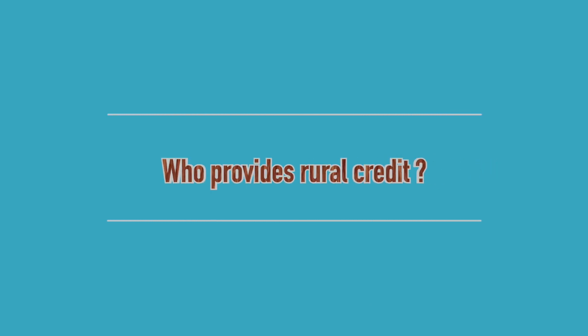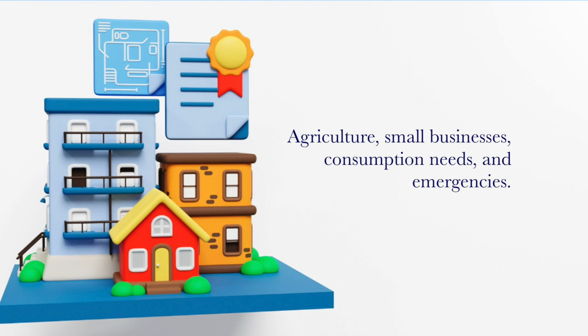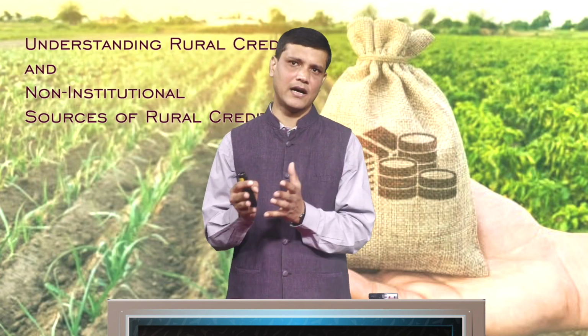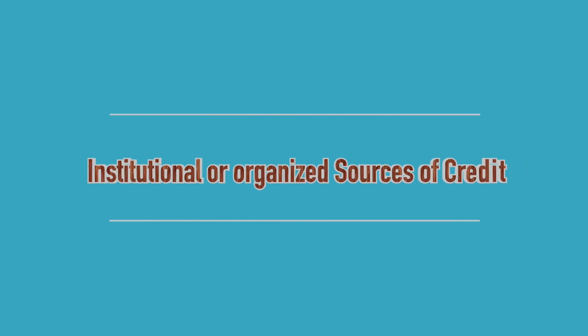Now let us discuss who provides rural credit. As rural people require credit for agriculture, small business, consumption needs, and emergencies, to meet these diverse financial requirements, they depend on both institutional and non-institutional sources of credit, that is, organized and unorganized sources of credit.